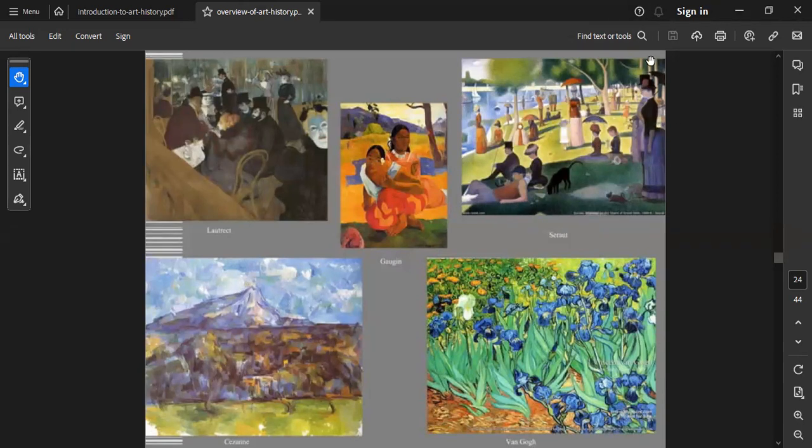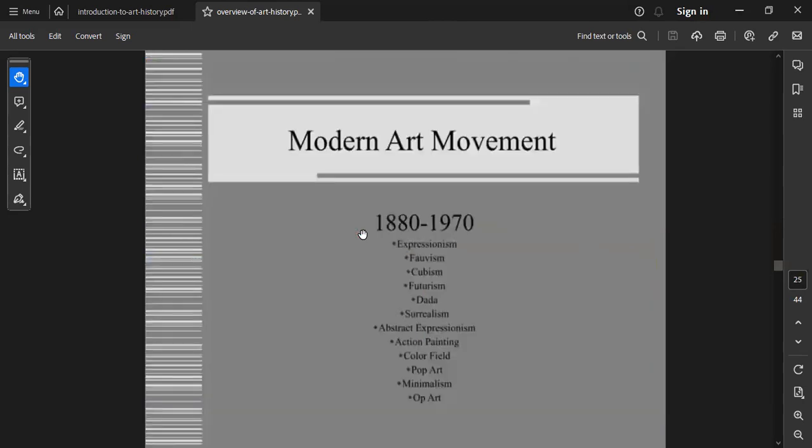This shows a vacation on a weekend, and this is done by Gauguin. This is done by Lautrec. This is again done by Van Gogh. So if you look at the works of Van Gogh, you will be able to establish a common thread, which is there in all of his works.